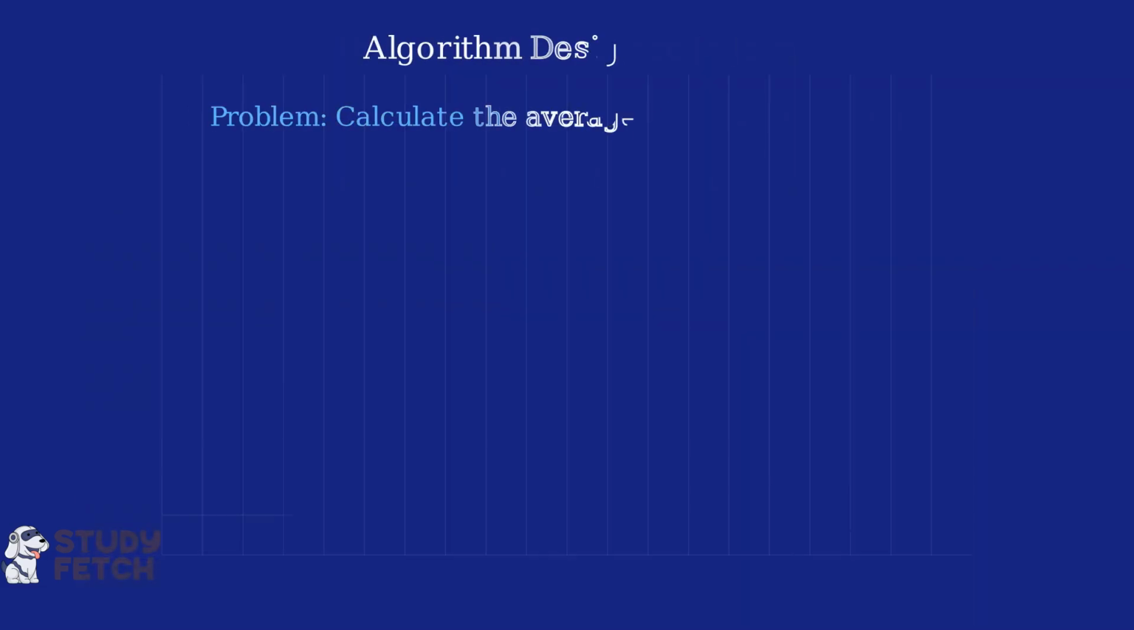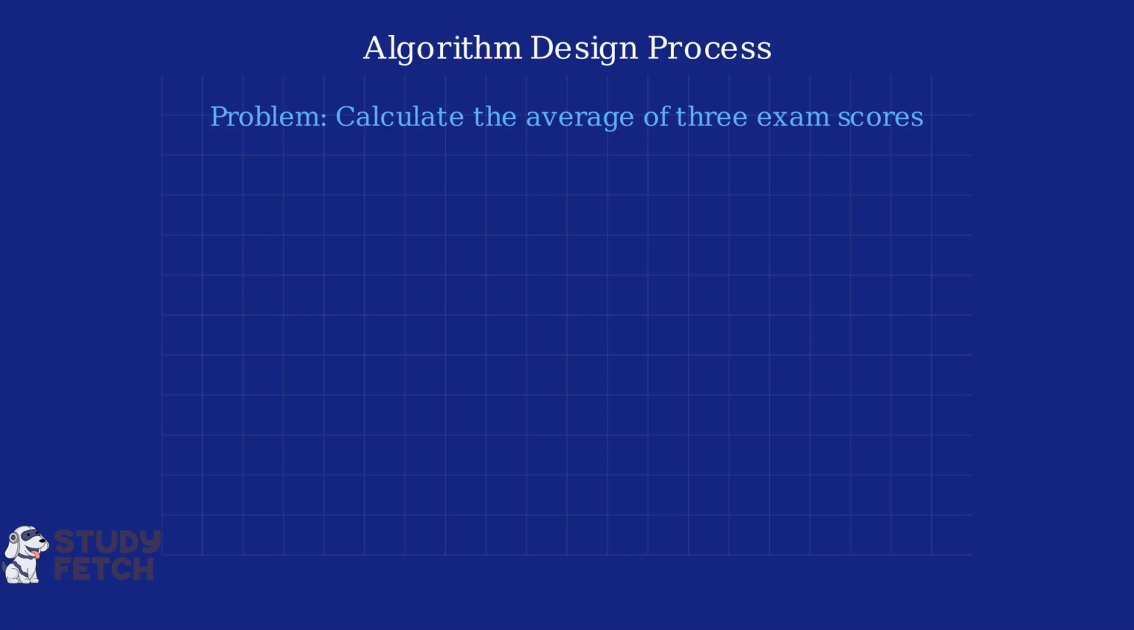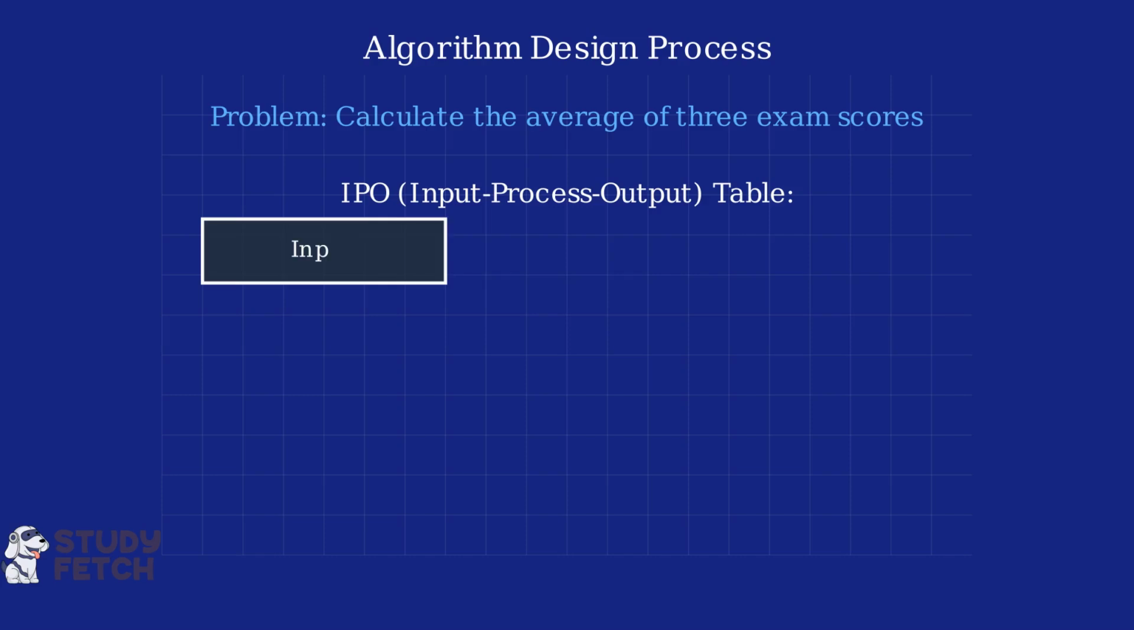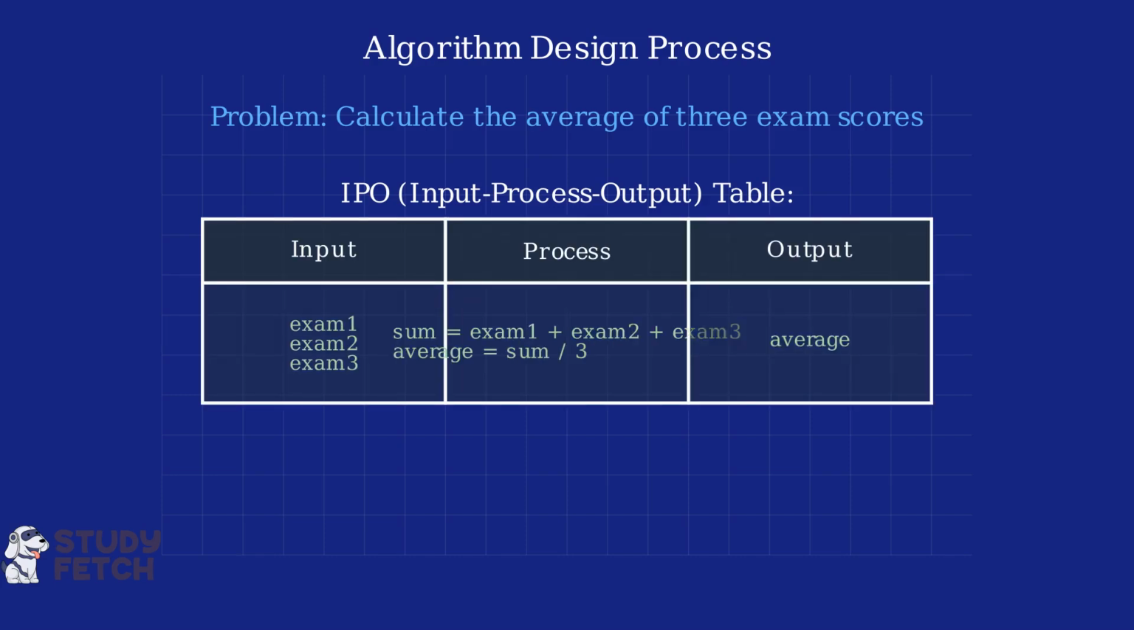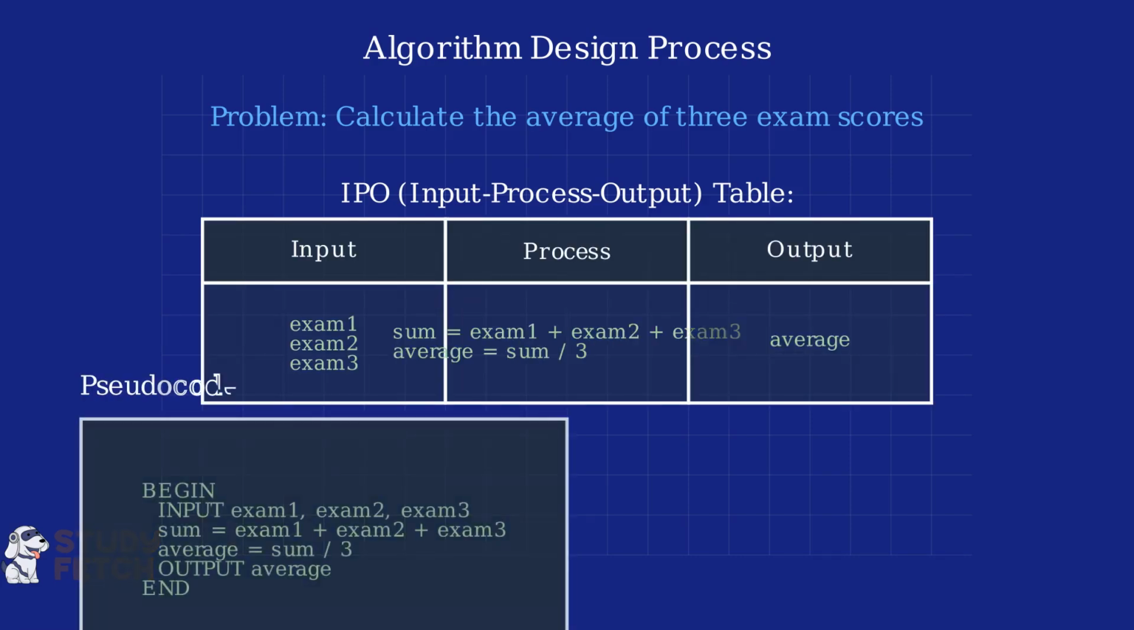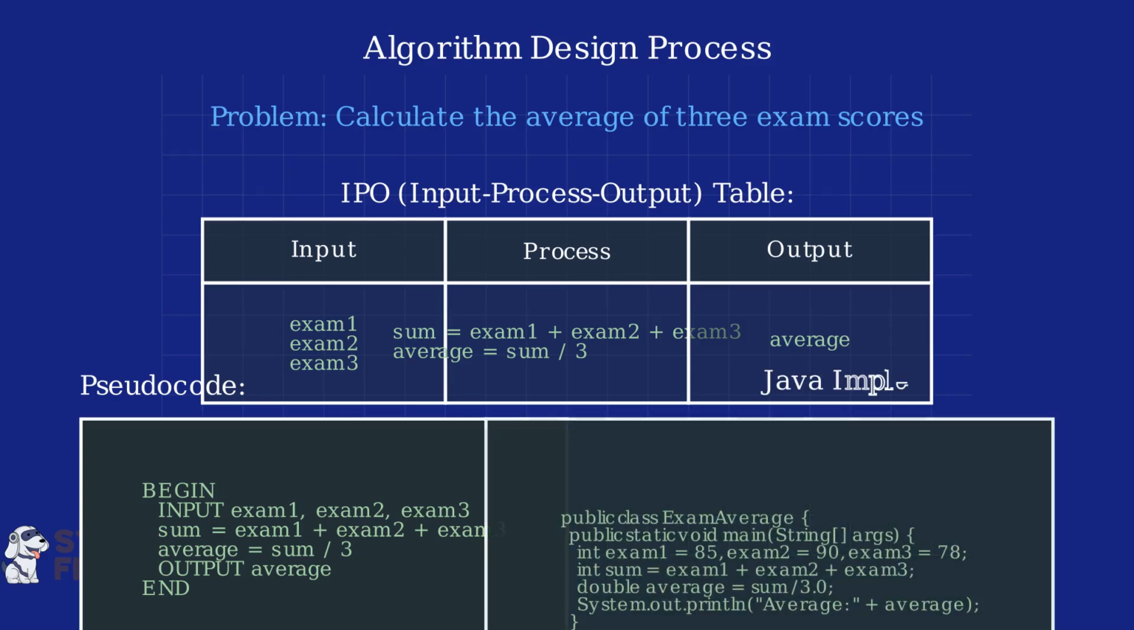When implementing Java solutions, we follow a structured algorithm design process. We start by creating an IPO table to identify inputs, processing steps, and expected outputs. Next, we convert our solution to pseudocode, which is a human-readable description of the algorithm. Finally, we implement the solution in Java using proper syntax and data types.